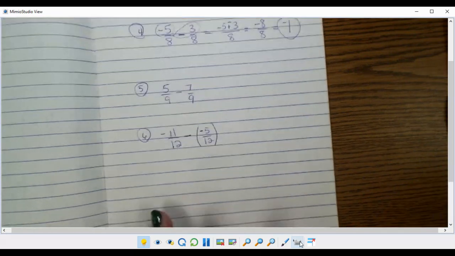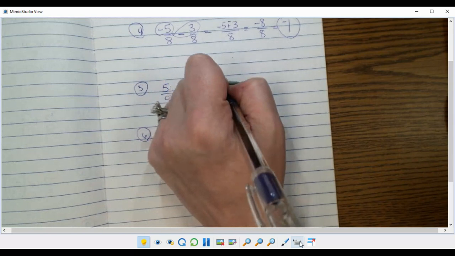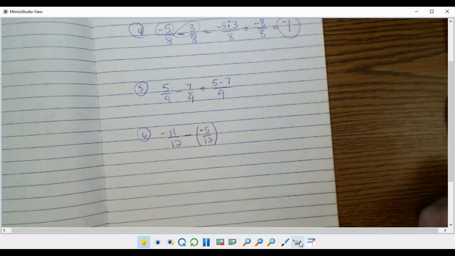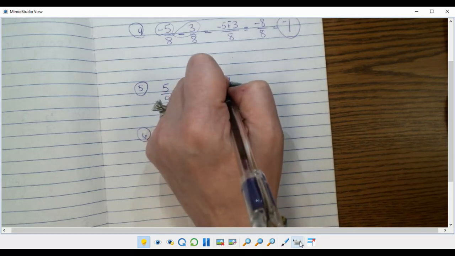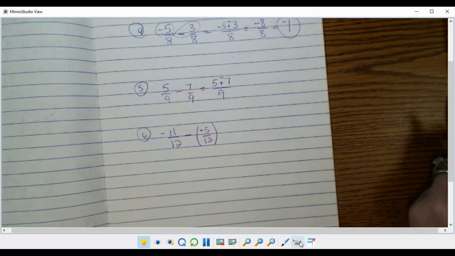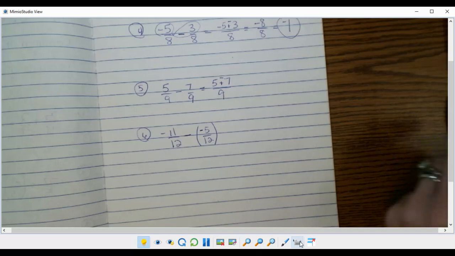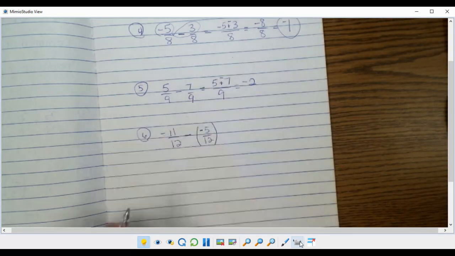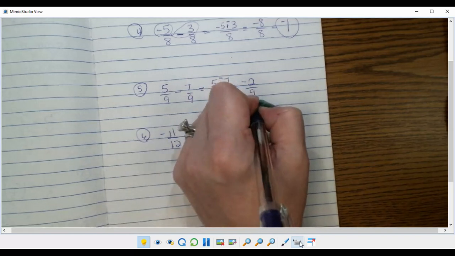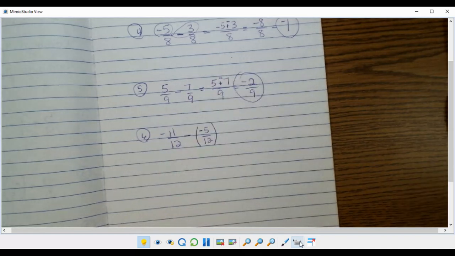All right, let's look to number 5. This problem is 5 minus 7. I'm taking away more than I have, so I'll do a 2-stroke. It becomes 5 plus -7. Since they're different, I'll subtract. Keep the sign of the bigger pile, and don't forget your denominator. -2/9.